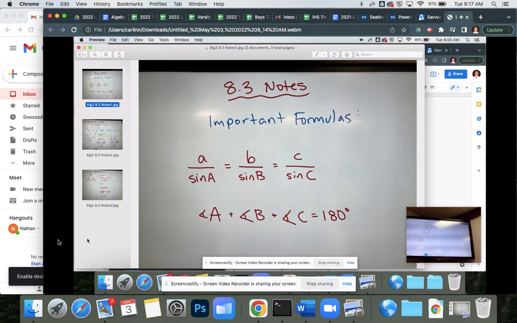So we can have relationships right here with fractions. The first fraction is going to be side A over sine of angle A. So however long this side is divided by sine of the angle is going to be the same as side B over sine of angle B. And then side C divided by sine C.